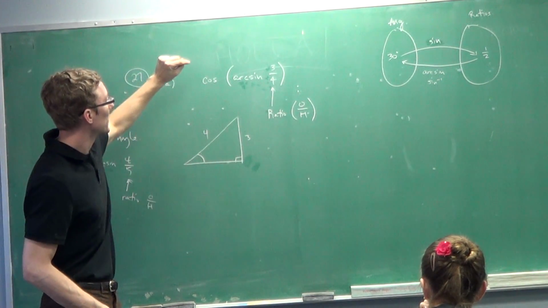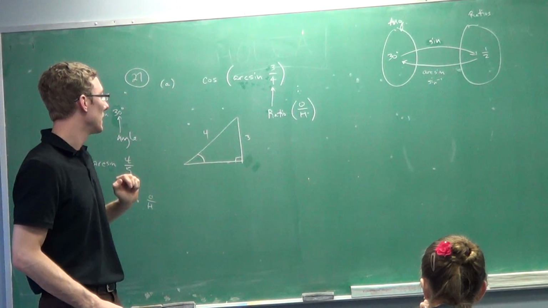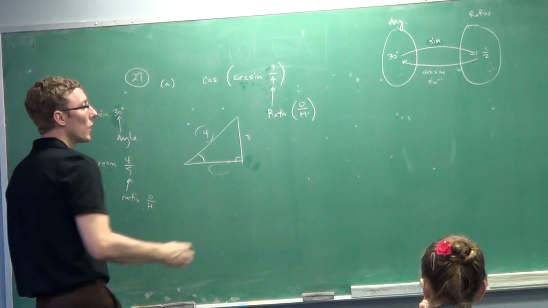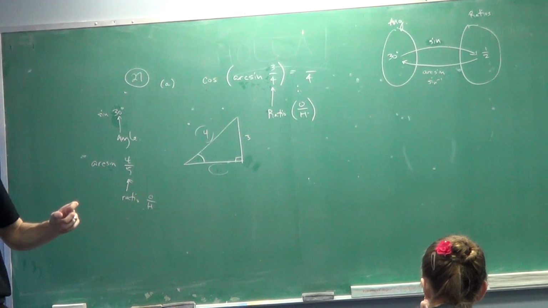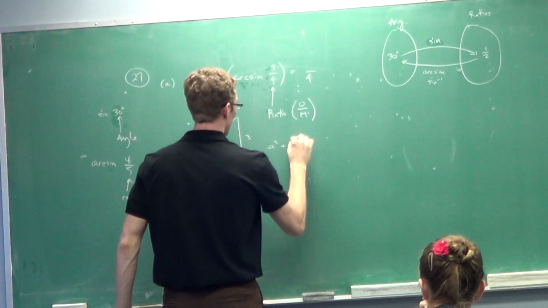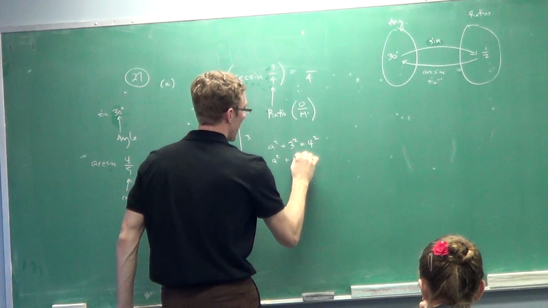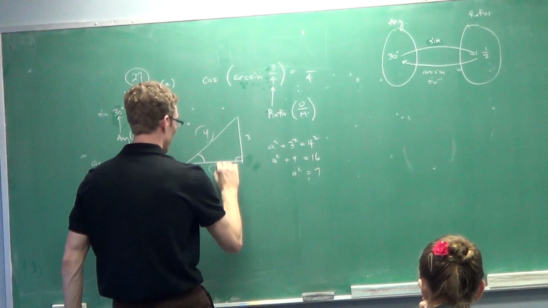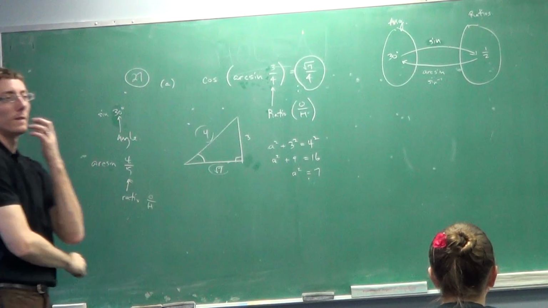Now, we're asked to take the cosine of that angle. Well, here's that angle, and we need to take its cosine. So we need the adjacent over the hypotenuse. We know the answer is something over 4. We can find that working backwards with the Pythagorean theorem: a squared plus 3 squared equals 4 squared. A squared plus 9 equals 16. A squared equals 7. So that's root 7. There's your answer.